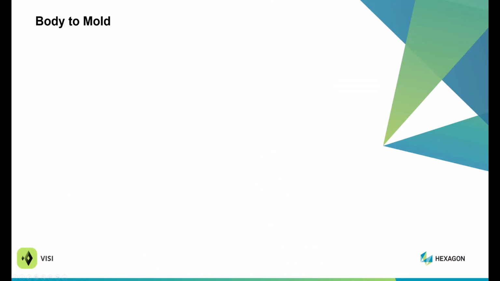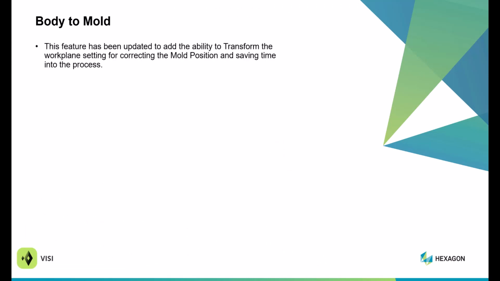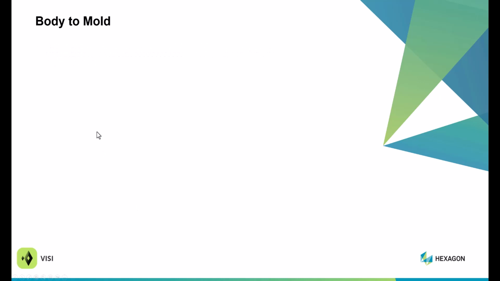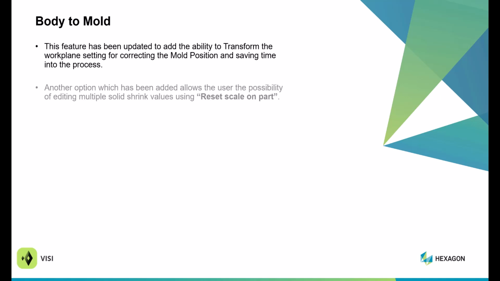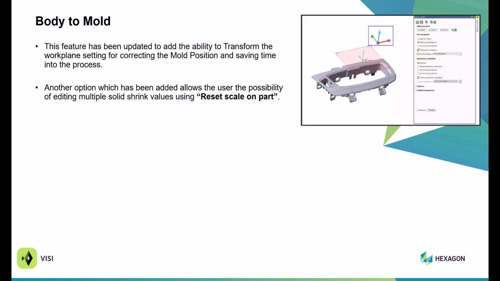So we're going to talk about some of the new enhancements to body to mold. This feature has been updated to add the transform from workplane into the software. Now we're going to talk about the body to mold command. This feature has added the transform the workplane option within the mold position part to save time. Another option that has been added is the ability to select multiple parts to reset the scale to when using the reset scale on part.